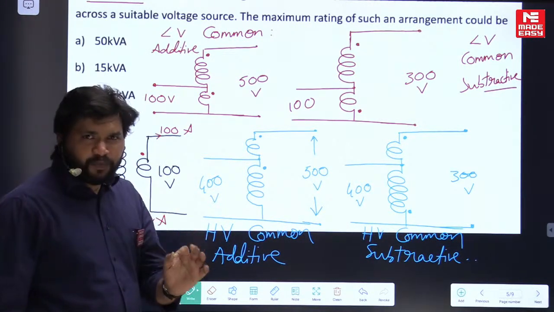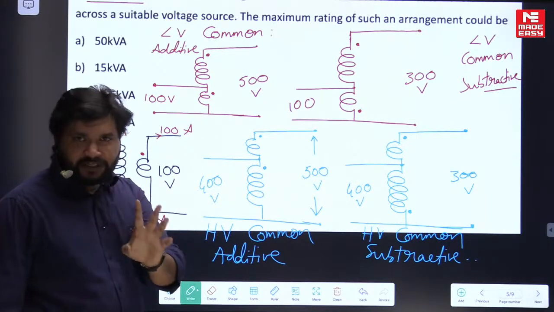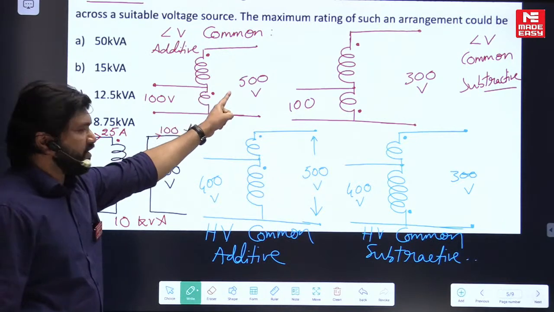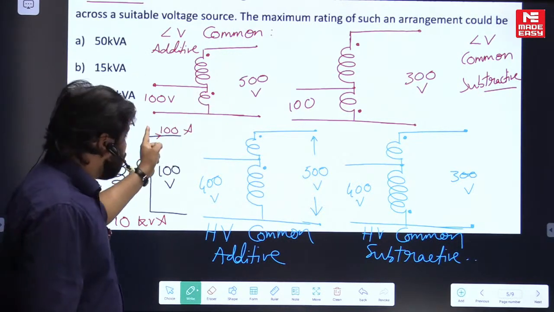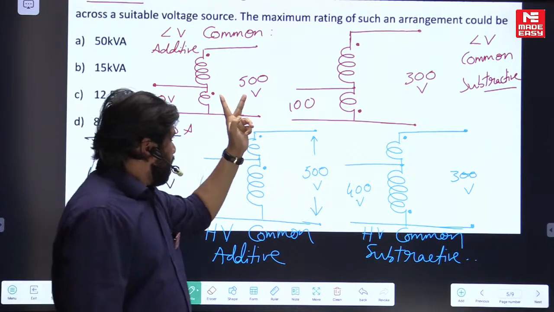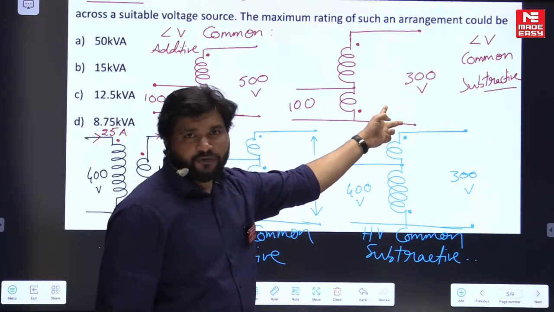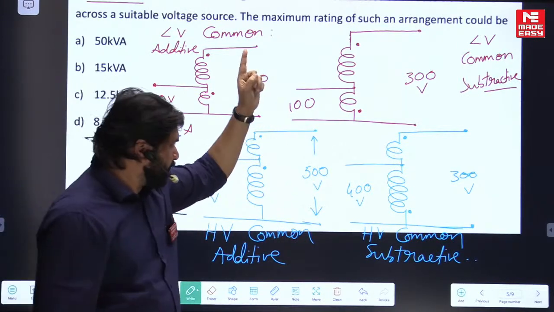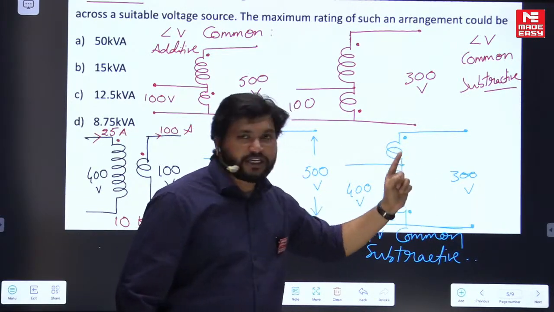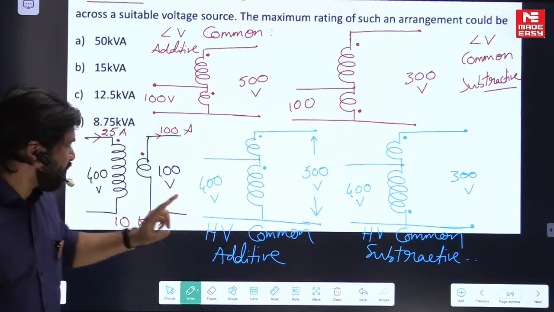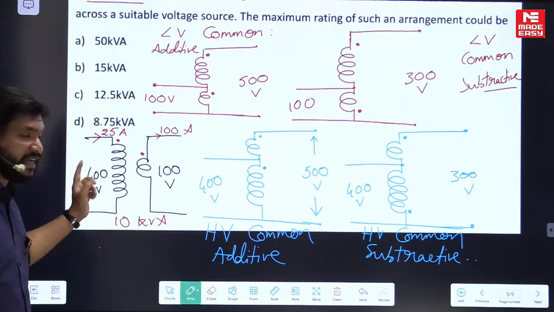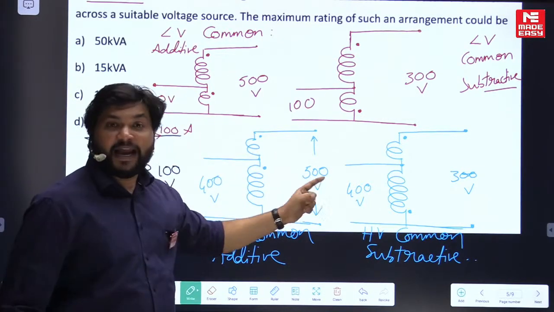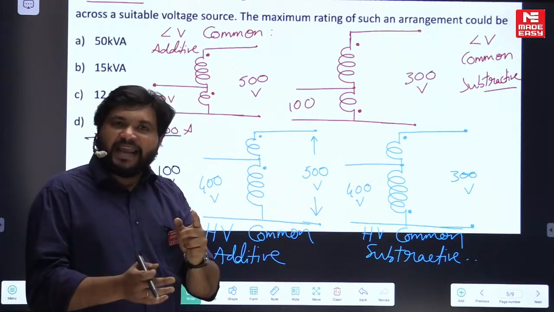Now you can see four possible connections, voltage ratios. One is a 100 by 500 volt auto transformer, another is a 100 volt by 300 volt auto transformer, a 400 volt by 500 volt auto transformer, and a 400 volt by 300 volt auto transformer. A two winding transformer can be reconnected in these four manners, and each one can be again reversed.